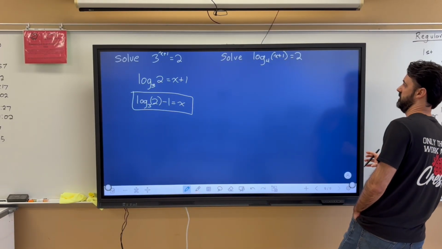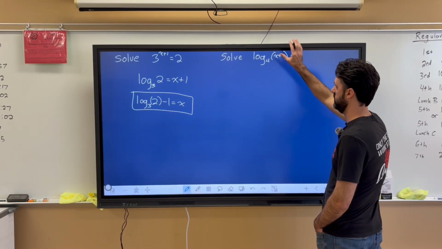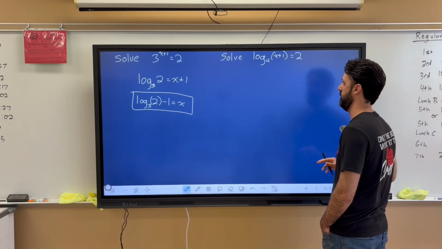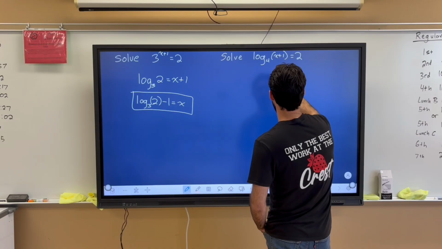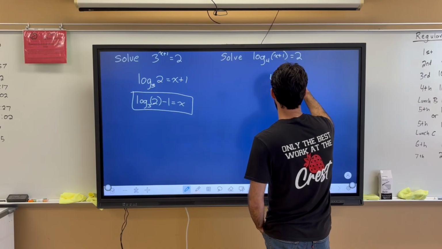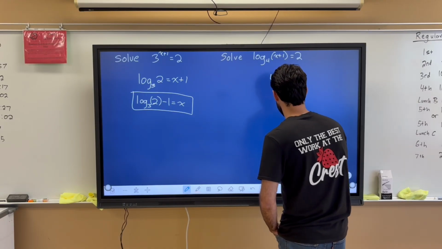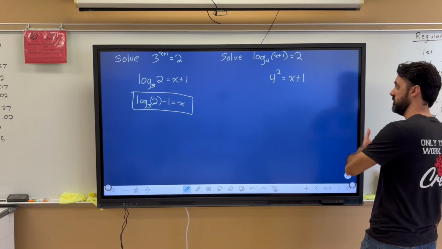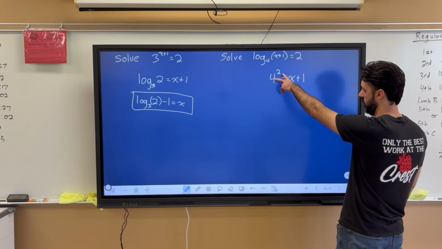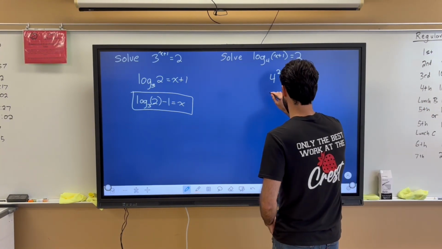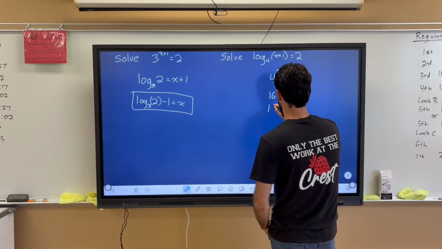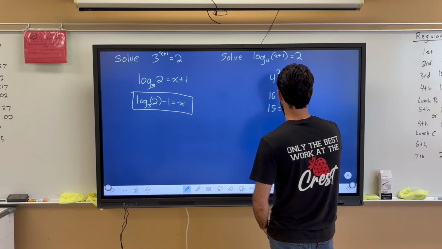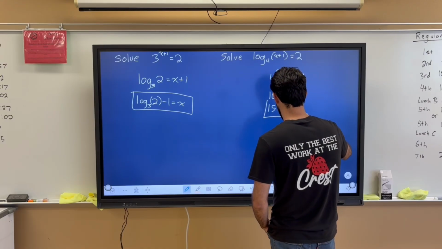All right, last example. We've got a log here, and there's only a log on one side. Whenever that happens, we're going to convert it to exponential form. As an exponent, this would say 4 to the second equals x plus 1. Again, the goal is to get x by itself, so we can square the 4 to make that a 16. Then subtract over the 1, and we get x is 15. That is our answer here.